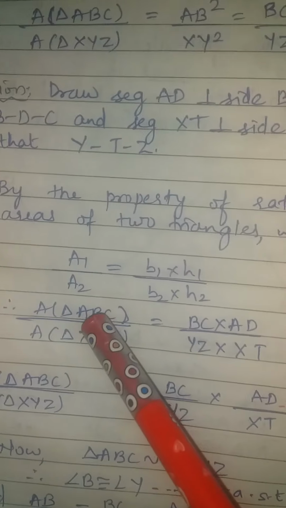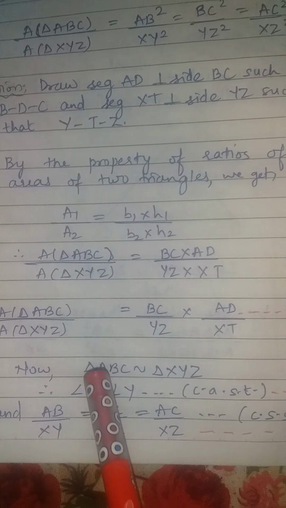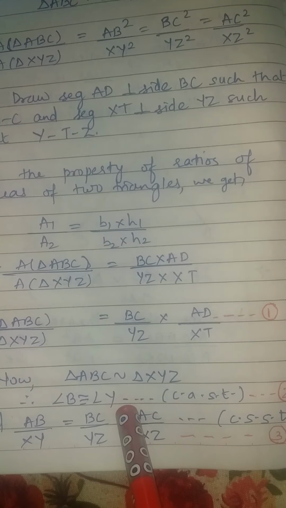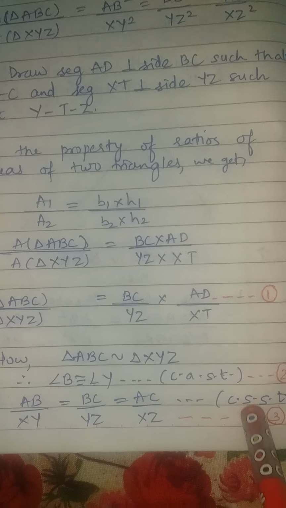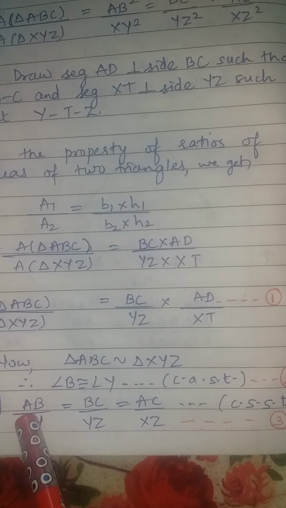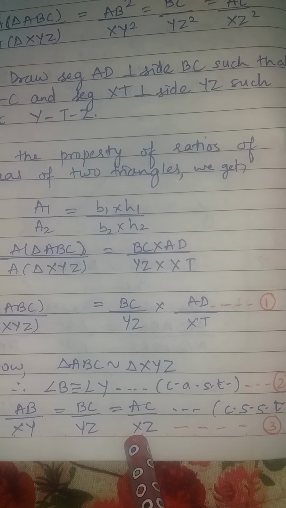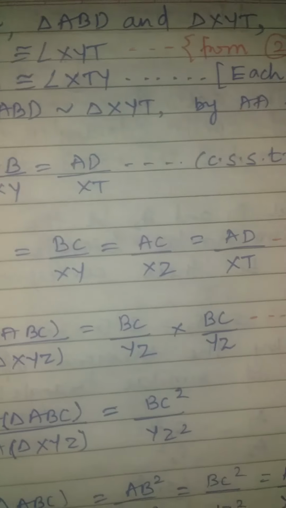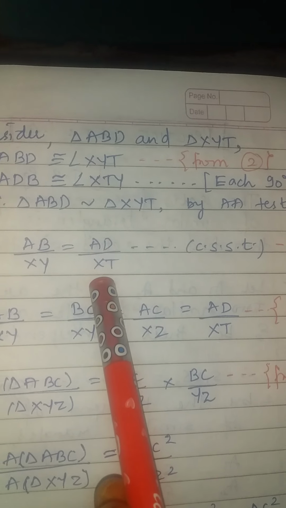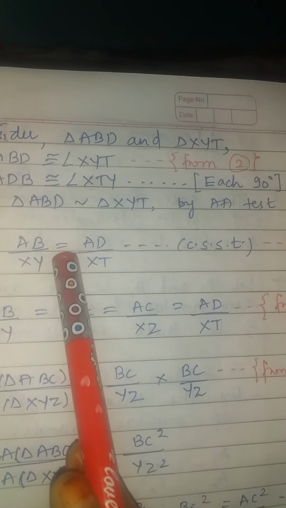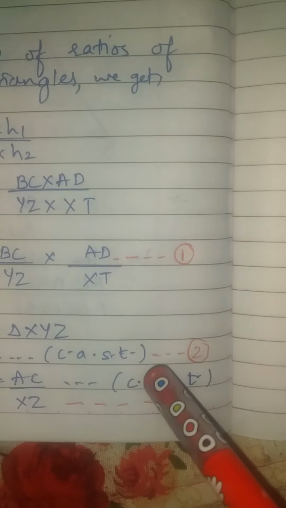Again repeating, equation number 1 is where we have taken the ratios of areas of two triangles. Equation number 2, which we have already used, is corresponding angles of similar triangles. Equation number 3 is CSST of the bigger triangle, that is AB upon XY is equal to BC upon YZ is equal to AC upon XZ. And now we have equation number 4, that is AB upon XY is equal to AD upon XT. Now try to observe equations 3 and 4 carefully.